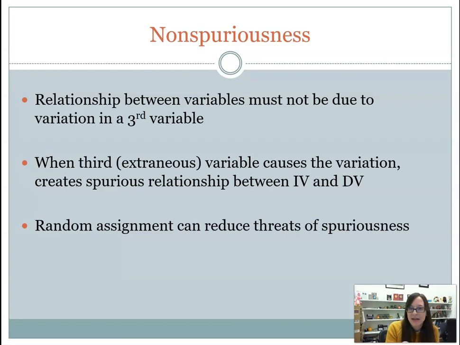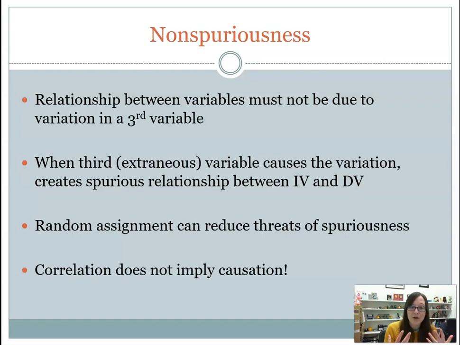So randomly assigning people to groups can help reduce that threat, but of course, when we're dealing with people, it's not always easy or ethical to have that random assignment. But it doesn't mean you can't address possible threats of spuriousness. It just means that it's not an easy fix if you can't randomly assign.